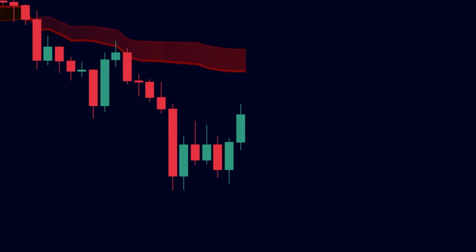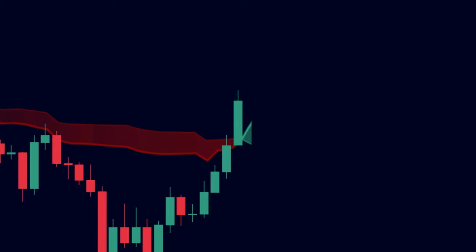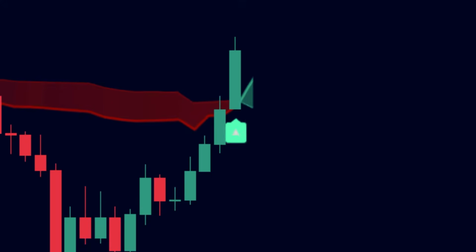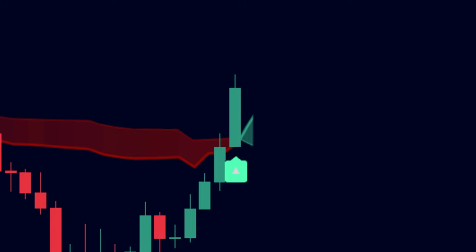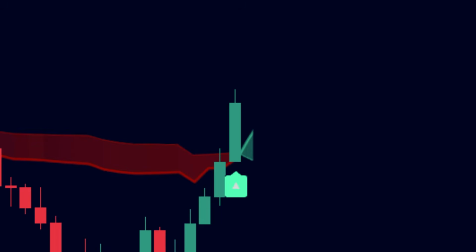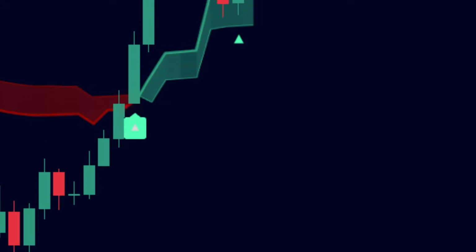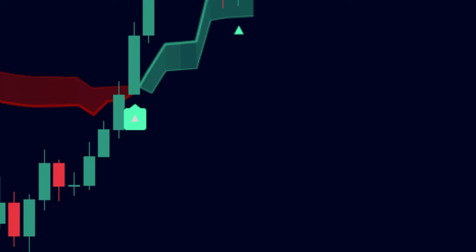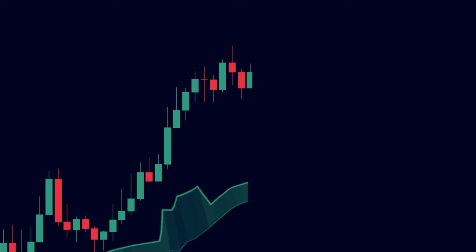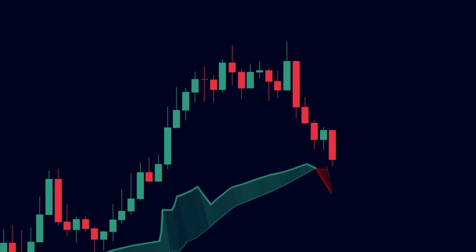For a long setup, price first closes above the refined trail, the line flips bullish, and an up arrow appears near a recent swing low. Rather than chasing the breakout candle, a more controlled approach is to wait for a pullback into the trail and enter on the bounce. Stops can be placed below the swing low or just under the trail, depending on risk preference. As long as price respects the trail and momentum remains strong, the trade can be managed using the same line, with exits considered when momentum fades and the trail flips bearish.